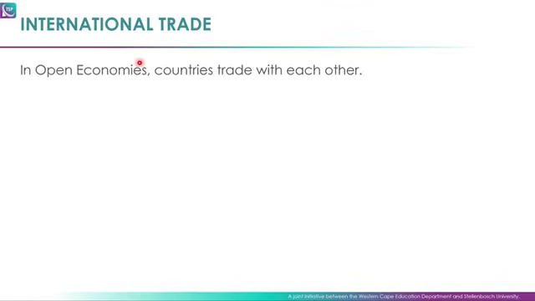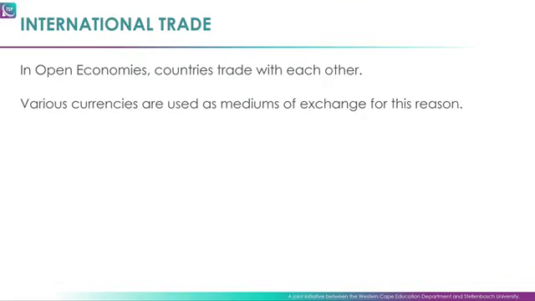Then we come to international trade. So as you should know, when we refer to international trade, it happens in open economies, right? Because remember, in an open economy, you have the foreign sector, and this is most countries around the globe. We operate where we trade with other countries. So various currencies are used as mediums of exchange for this reason.